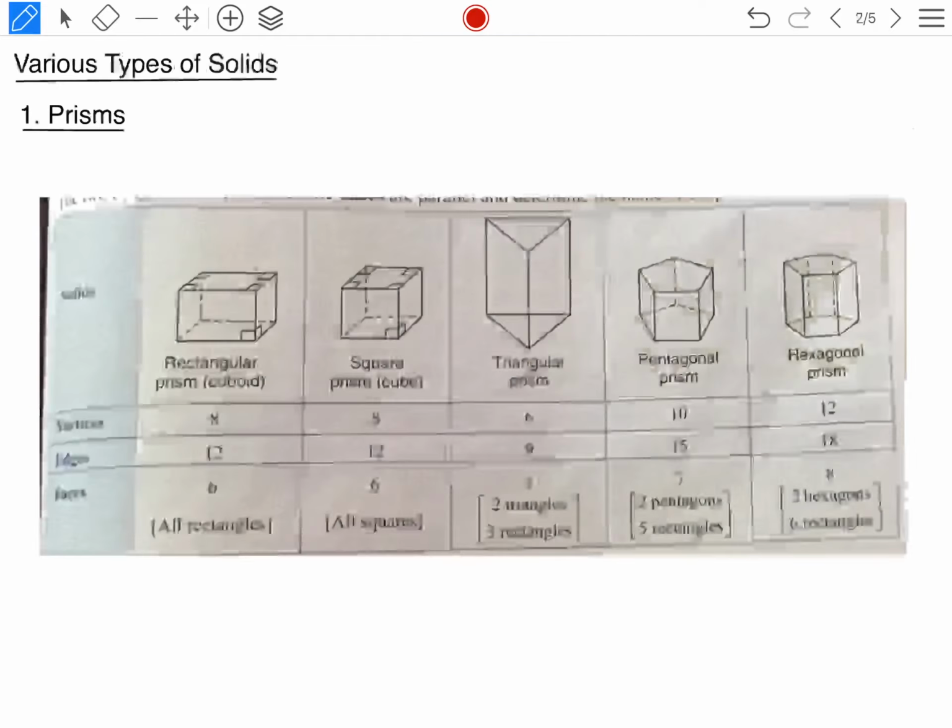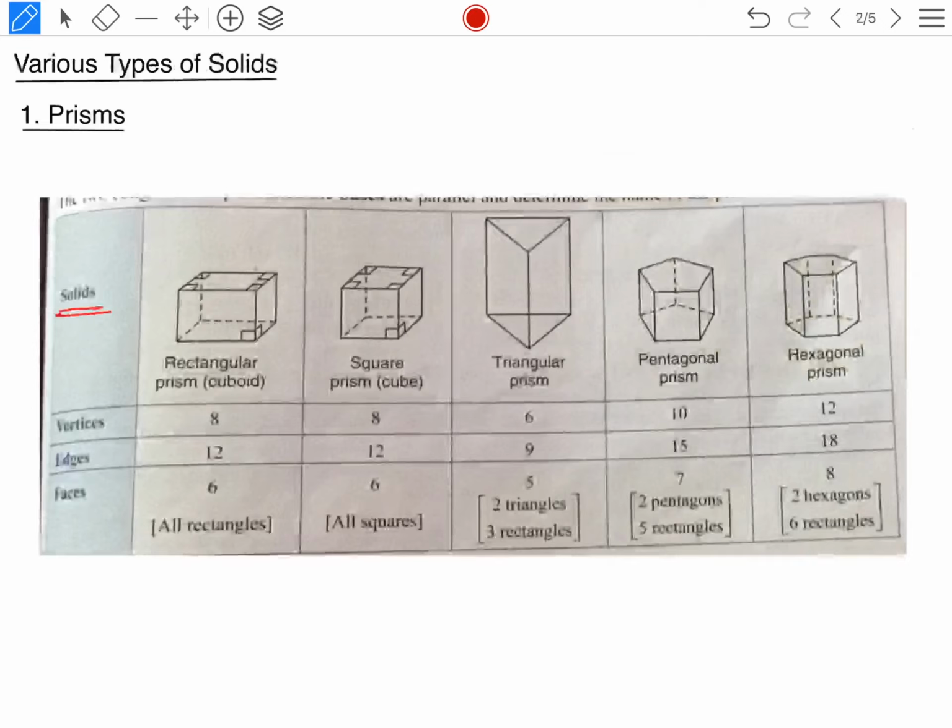Now let us look at some examples, some various types of solids. Let us look at the first type of solids, that is prisms. Here some solids are given. The first one is the rectangular prism. In a rectangular prism, how many vertices are there? 8 vertices. How many edges are there? 12. How many faces are there? 6. That means all rectangular prisms have 6 faces, 12 edges, 8 vertices. Similarly squares also have 8 vertices, 12 edges and 6 faces. Rectangles and squares, number of vertices, edges and faces are the same.